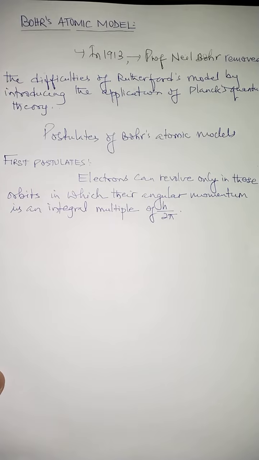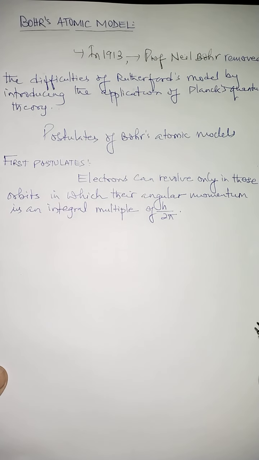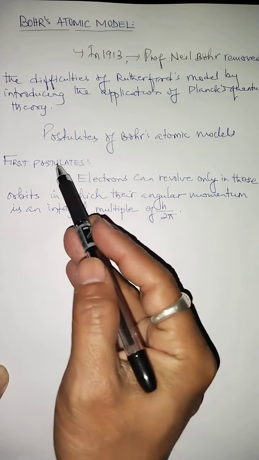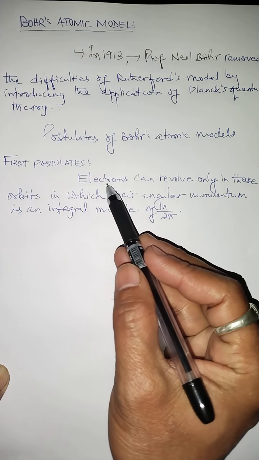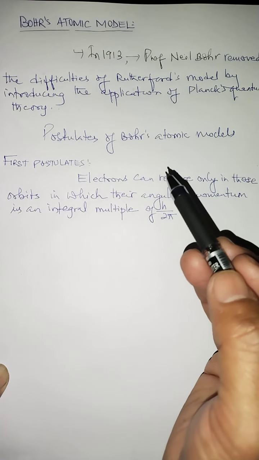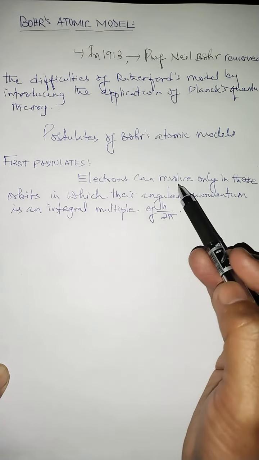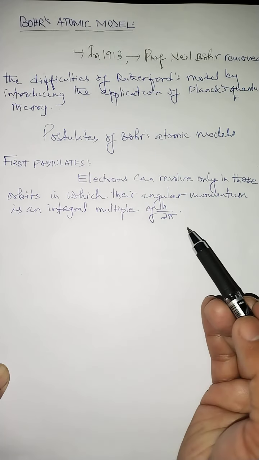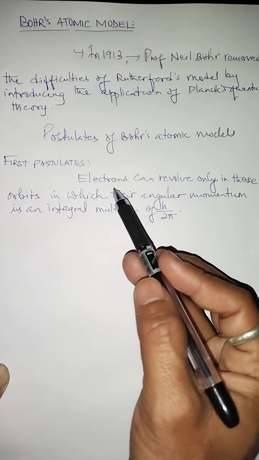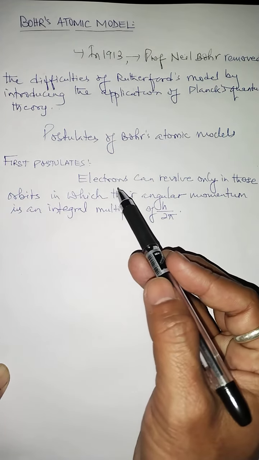Let me explain the first postulate in detail, and from this postulate we understand the model of an atom. The first postulate says that electrons are the only charged particles which revolve around the nucleus. Electrons, which are negatively charged particles, can revolve only in those orbits in which the angular momentum is an integral multiple of h by 2 pi.